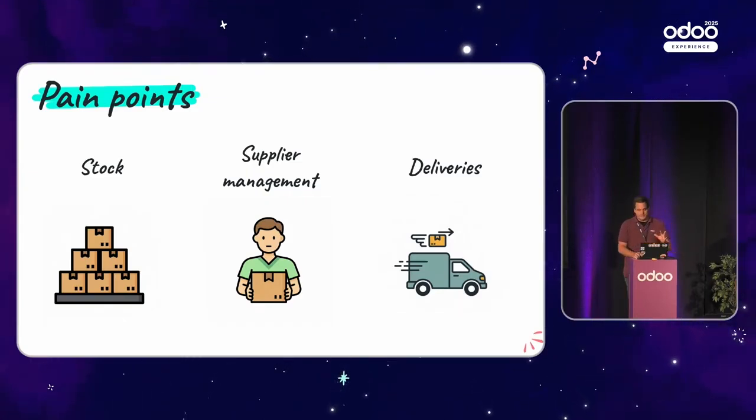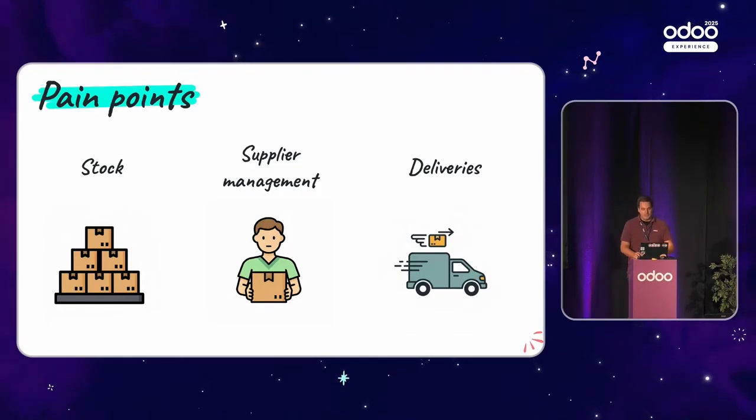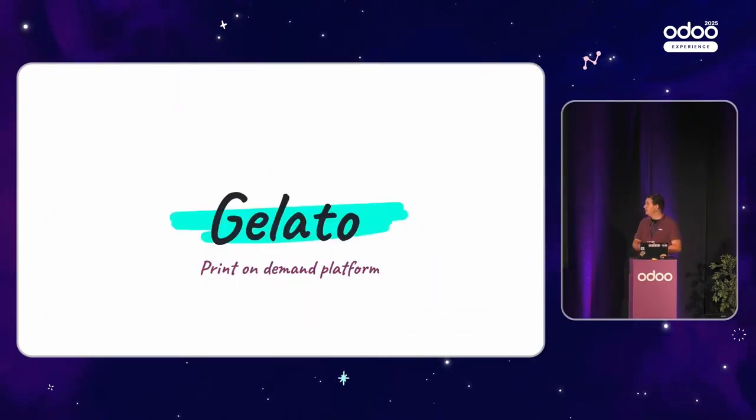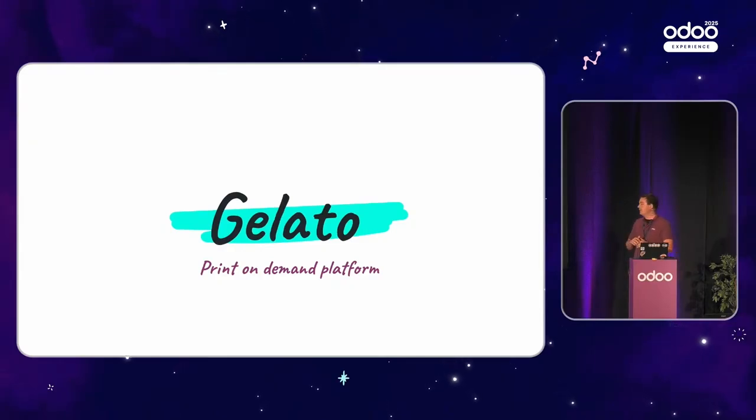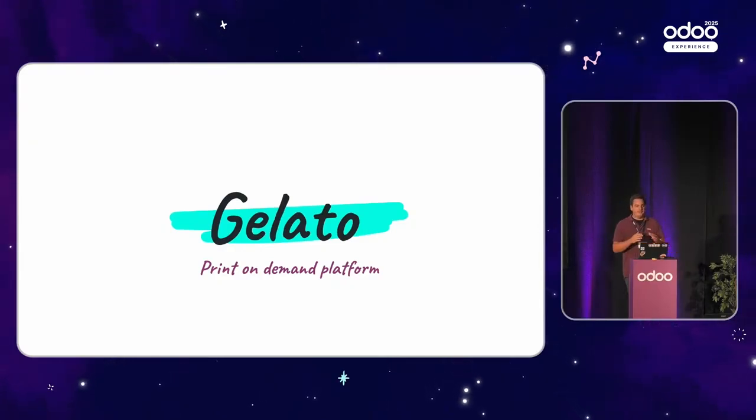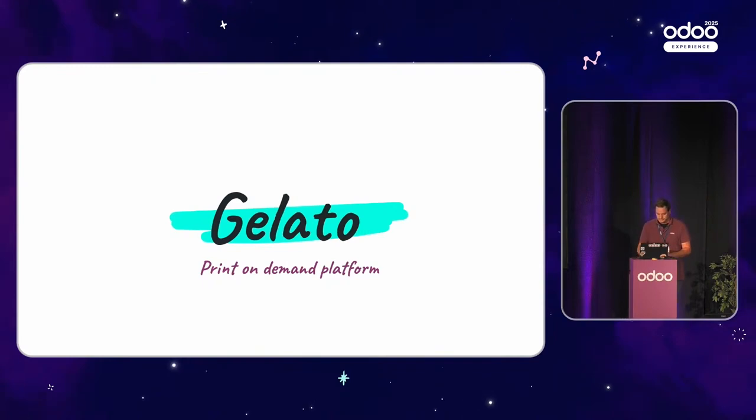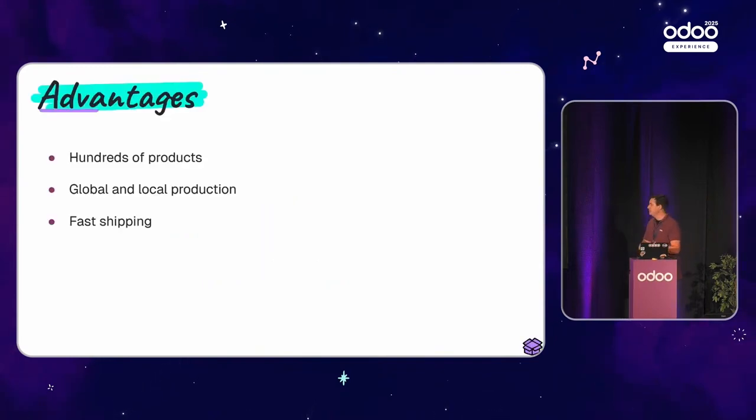So those are all the pain points, and what I'm going to show you today is how we can improve those pain points. Here today I'm going to show you the integration that we have with Gelato, which is a print-on-demand platform. So the advantages of Gelato is that they have hundreds of products. They have global and local production, meaning that we can deliver and produce everywhere, and so we can have a fast shipping because they have a lot of different production places.